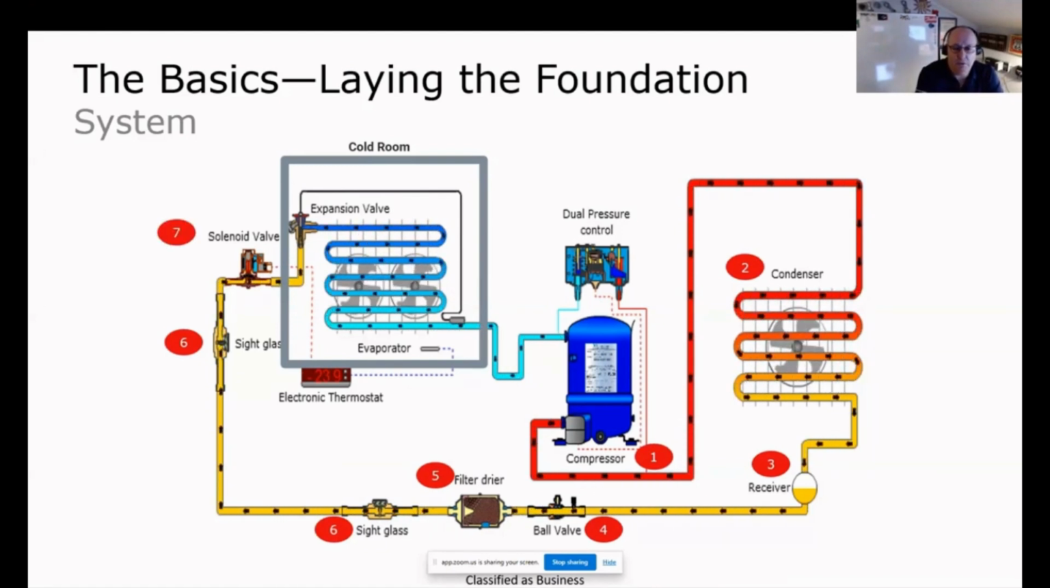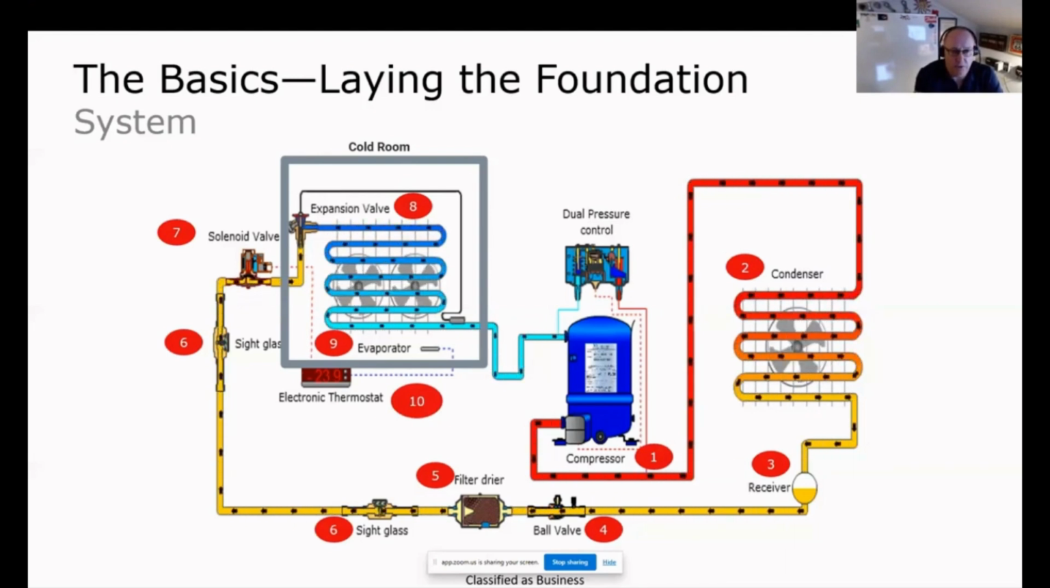Then we have a solenoid valve, which is a shut-off device that can be used for control purposes, such as pump down. Then we have our expansion device, which is the control for superheat in the evaporator, and it gives us that pressure drop between high side and low side. Then we have our evaporator in the cold room, which is, as we said, there to absorb the heat. It's a heat exchanger. We have a thermostat, which is our on-off control.